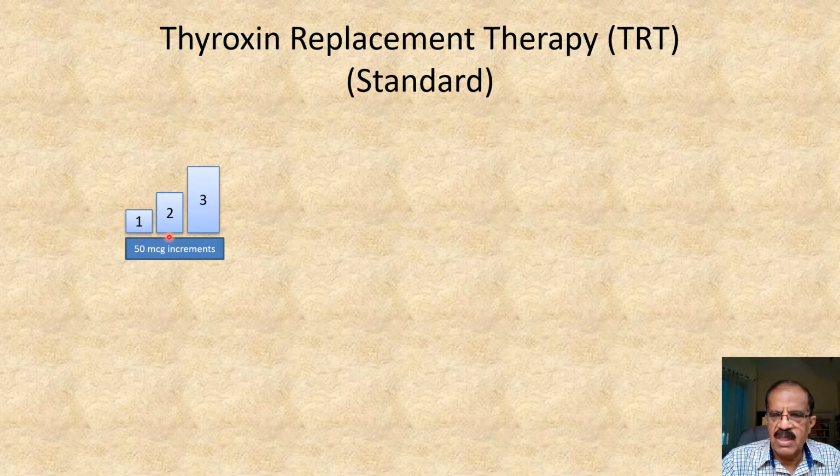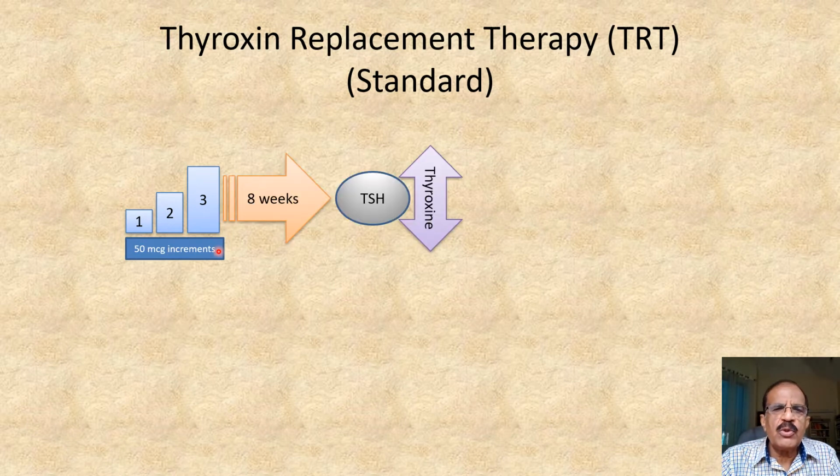To save patient visits, what I do is I ask my patient to start with 1 tablet and ask him or her to increase it to 2 after 2 weeks without going for the test. And then after another 2 weeks, I ask them to go for 3 tablets, and then continue it for 6 weeks. So that is 6 to 8 weeks, and I call them back after 8 weeks and ask them to bring their fresh TSH.